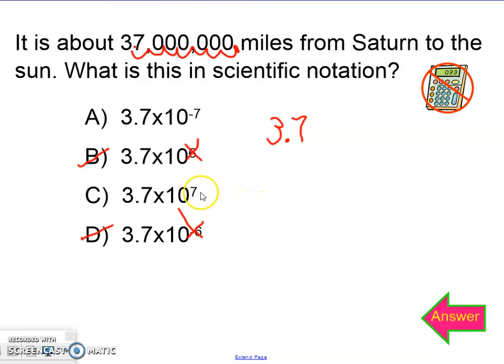So now I need to decide, should my exponent be a positive 7, like in C, or a negative 7? Well, I know that I started with a whole number, 37 million, and I didn't start with a decimal number. So I know that my exponent should be positive. So I know that this is going to be 3.7 times 10 to the positive power of 7.